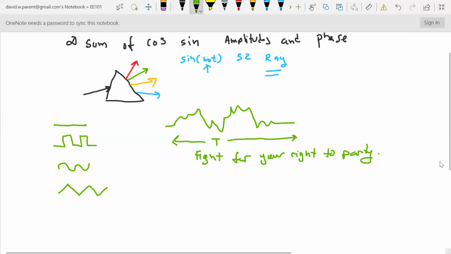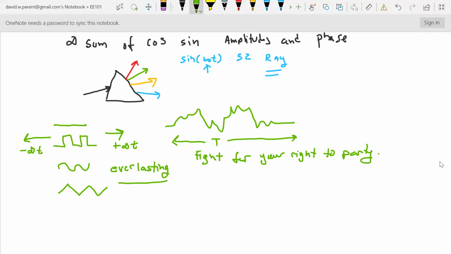But the big difference is they repeat for minus infinity time to plus infinity time. All right. And the other term is everlasting. Okay. So I know it looks like it has a start and an end, but with the Fourier series, the whole point is that it's everlasting.